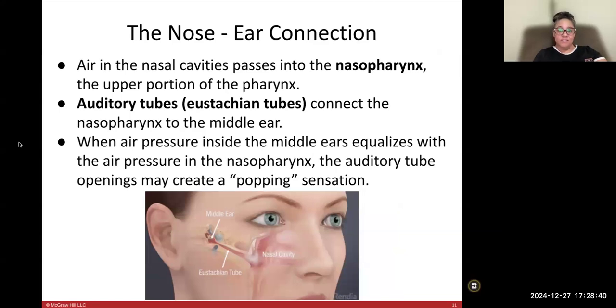Air in the nasal cavities passes to the nasopharynx, which is the upper portion of the pharynx. That is how you say that word, pharynx, not pharynx. Auditory tubes, officially called eustachian tubes, will connect the nasopharynx to the middle ear. When air pressure inside the middle ear equalizes with the air pressure in the nasopharynx, the auditory tube openings may create a popping sensation. It's also why we tend to get ear infections when our sinuses are backed up. When we have a cold or a flu and our sinuses are backed up, it gets backed up into those eustachian tubes and can cause an ear infection.